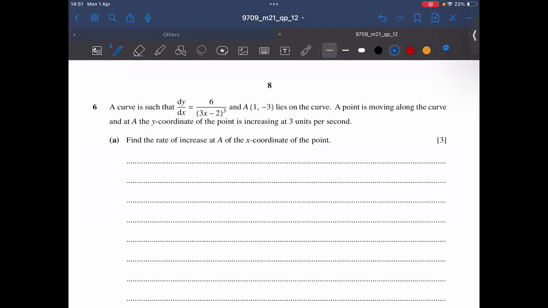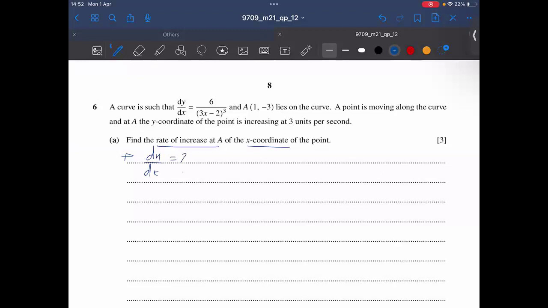So, find the rate of increase. Can you just tell me how we represent the rate of increase of any quantity? Over here you are asked to find the rate of increase of the x coordinate. So can you tell me how we write down mathematically the rate of increase of x? dx over dt. Imad Ahmed, is it clear? And that's what we are supposed to find out, dx over dt.